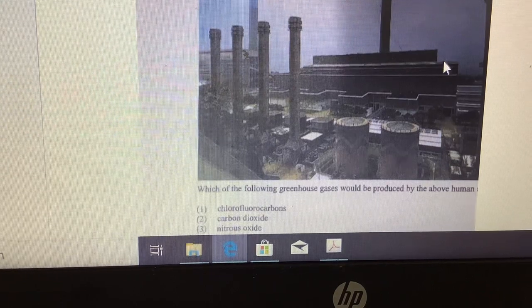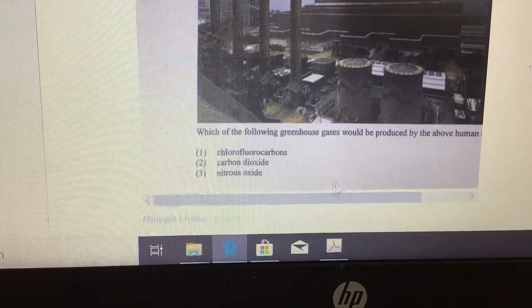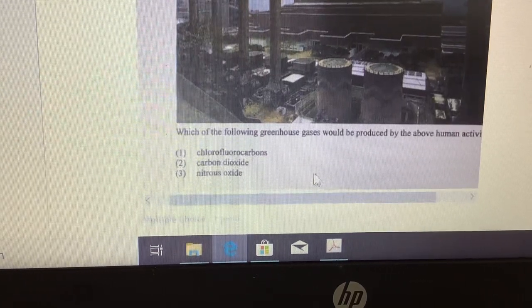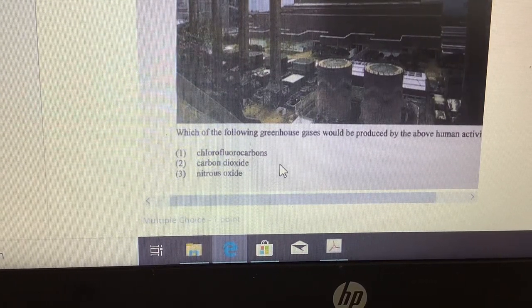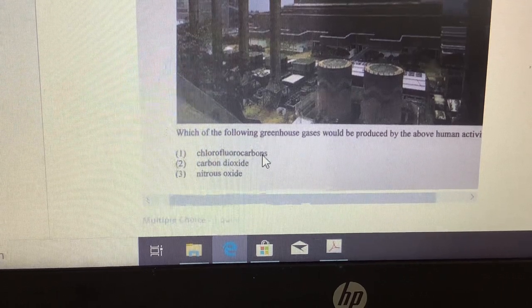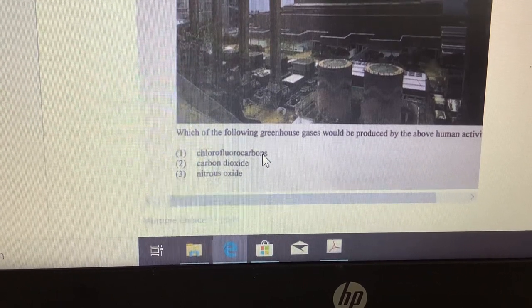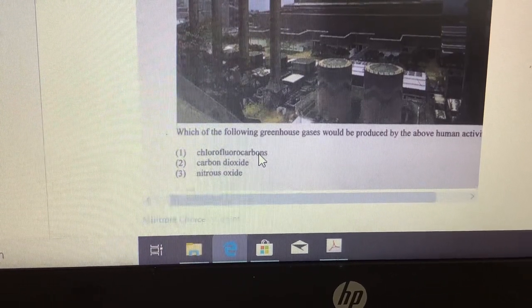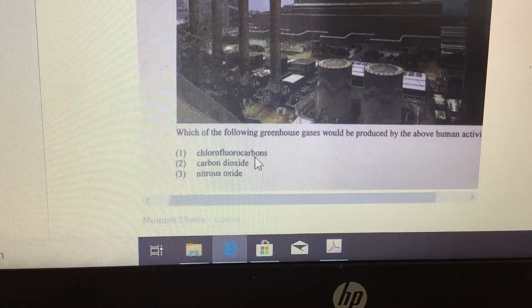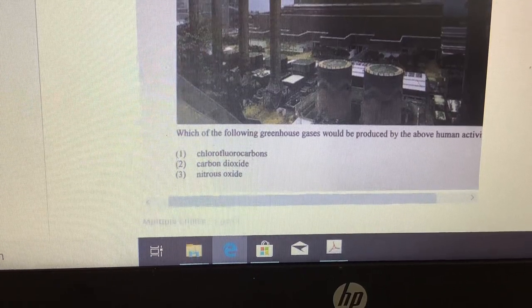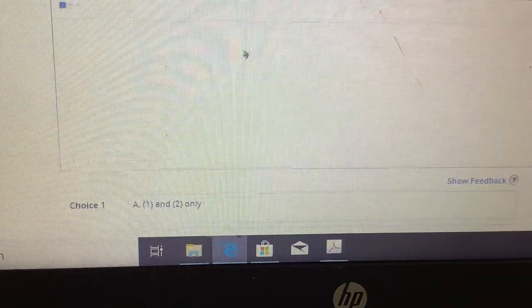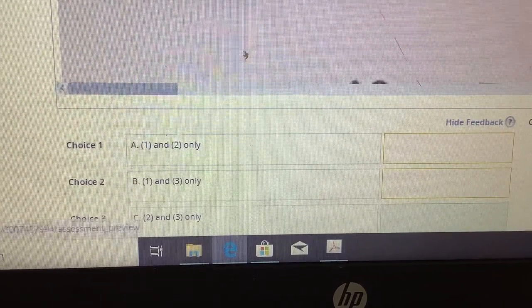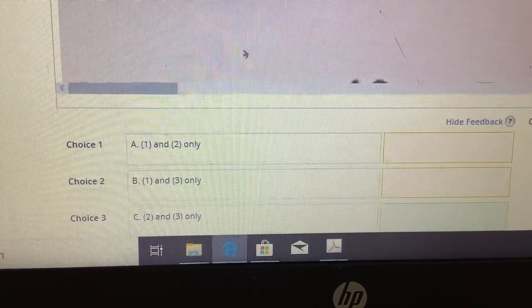For this one, you can see a thermal power plant. If we have a thermal power plant, what kind of gases will it cause? Number one, CFC is not caused by burning of fossil fuel. It's caused by the coolant and also the foam. So number one is not correct, and number two and three are correct. Burning of fossil fuel will cause carbon dioxide as well as nitrous oxide. So you can see number two and three are in green color, which is the right answer.